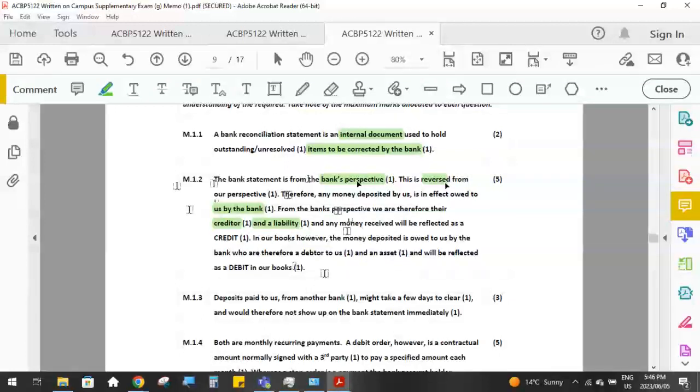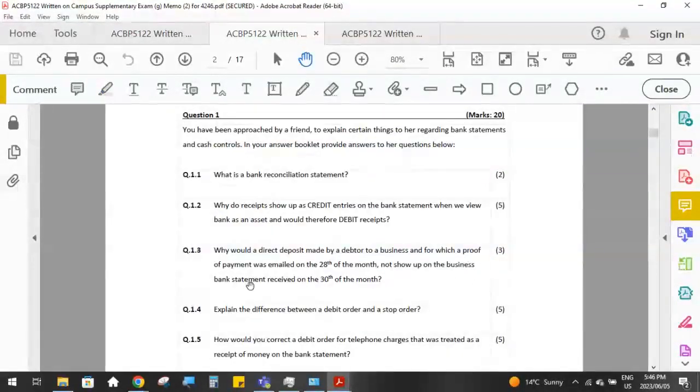So in this model answer here, there's probably more than 5 points. 1, 2, 3, 4, 5, 6, 7, 8, 9. There were 9 different points here. So as long as you have given us 5, you can get those 5 full marks.